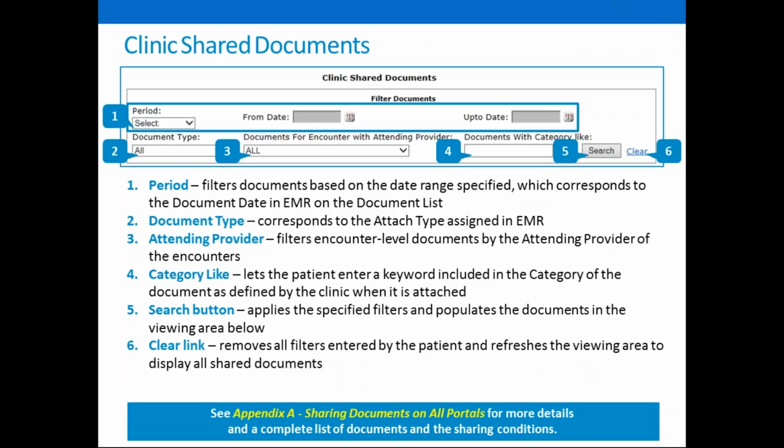The patient will have similar filter ability on this screen that you do on your document list. So this is basically a patient version of your document list. They'll be able to specify date range if they want to. They can specify the document type, the attending provider, the category. Then they can search based on those filters or clear those filters. Now at the end of the PowerPoint here, there is an appendix that mentions every document type and the conditions as to whether or not they can be shared on the portal for your patient. So this again is a local decision on a document by document basis as to whether or not you will make it visible to your patient.